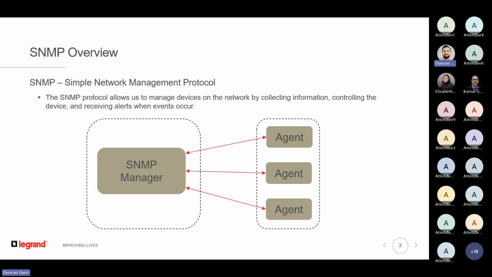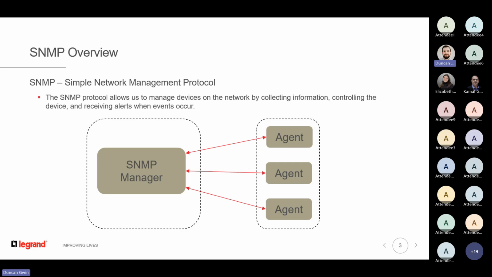So the typical structure of what you might see is an SNMP manager. This may be something like a data center infrastructure management tool or some other piece of software that will pull SNMP agents. And the agents in our case are going to be rack PDUs, but they could be things like network switches or routers or other devices that support the SNMP protocol.